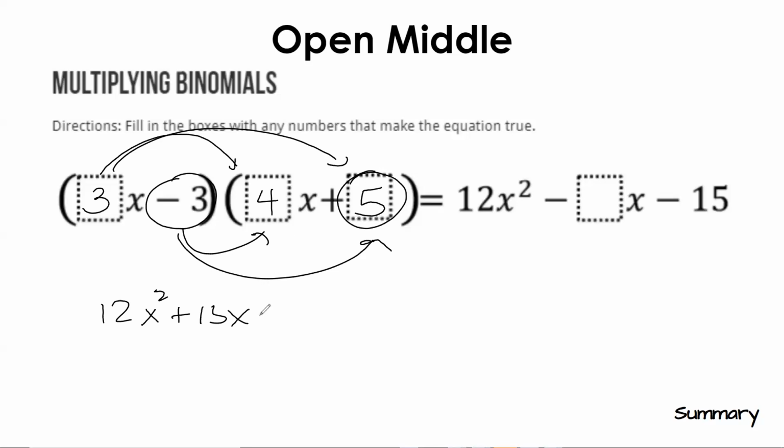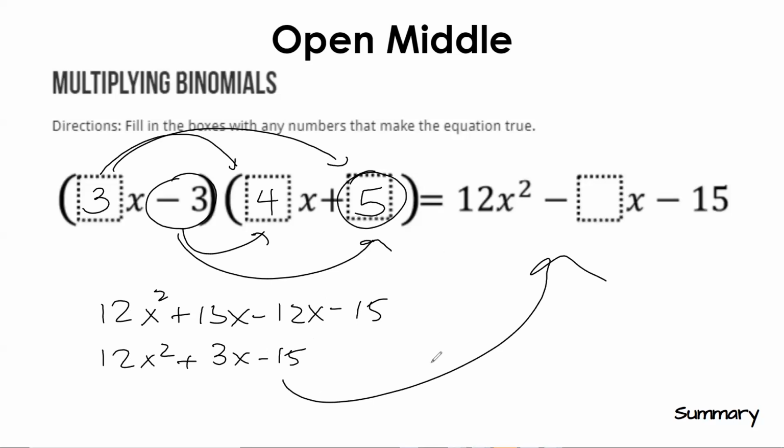Negative 3 times 4 is going to give me negative 12x. Negative 3 times 5 is going to give me negative 15. When I combine my like terms, that's going to give me 3x here. Is this going to work with what's going on over here? No, because it's plus 3. Okay, so what numbers do these need to change to in order to make this work?